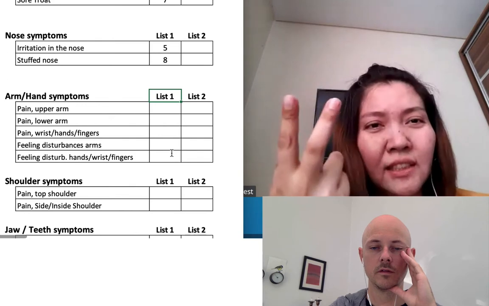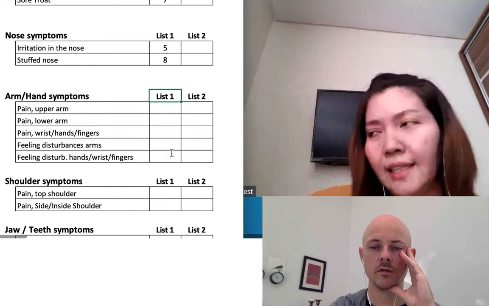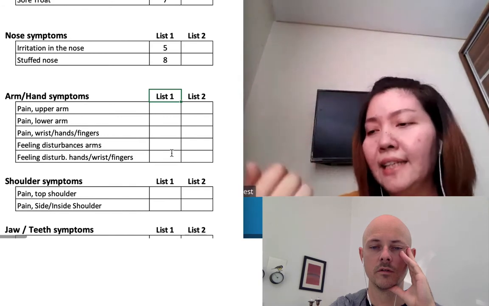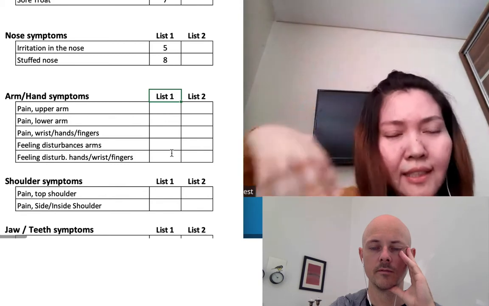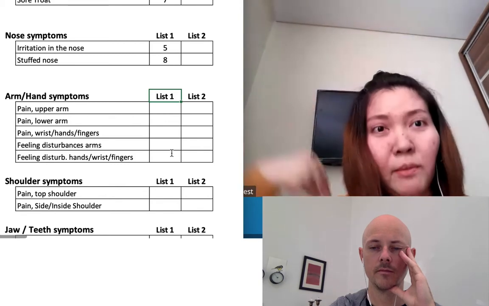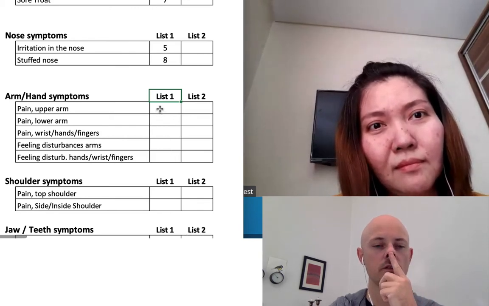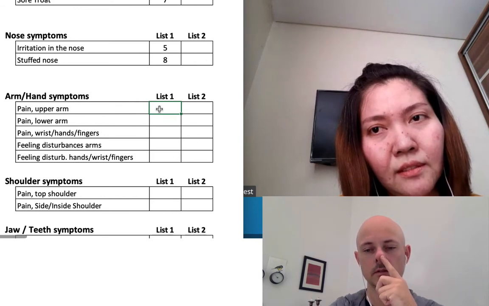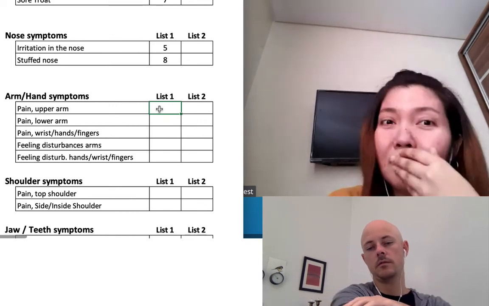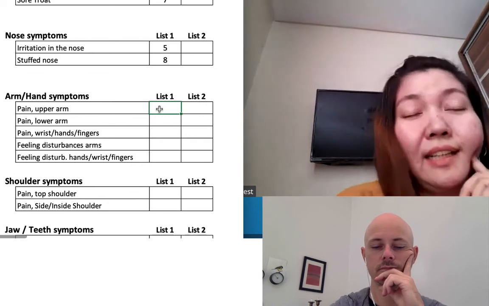Sometimes it twitches. Okay. Especially if I have a migraine on the right side of my head. The migraine actually radiates to my hands, to my feet. Okay. Let's go through the arm and hand symptoms then. So the first one is called pain in the upper arm. Yeah, upper arm. I'll give it a 5.